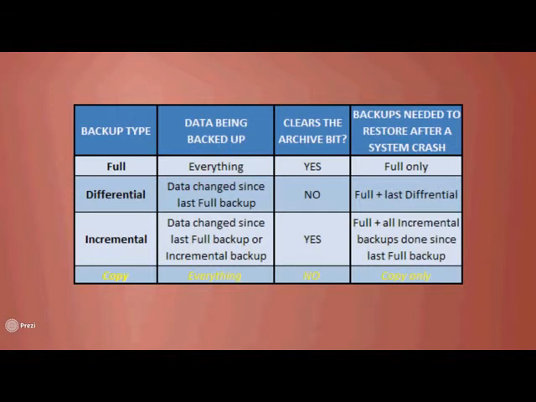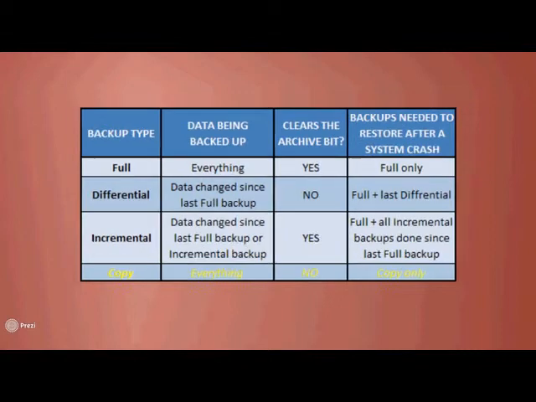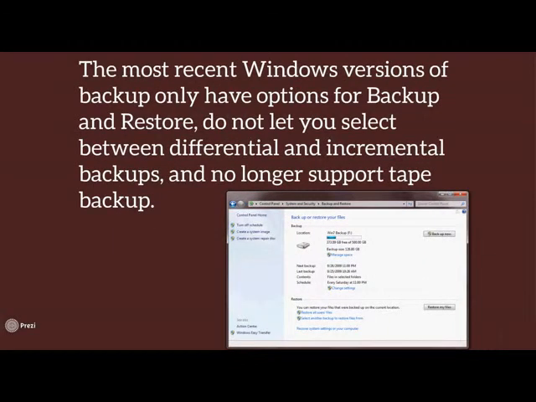Incremental backup is basically, it backs up all the data that's changed since the last full backup or the last incremental backup. It does clear the archive bit, but if you want to restore after a system crash, you need the full backup and then every incremental backup done since the last full backup. Most recent versions of Windows, from Vista forward, I believe, only have backup options for backup and restore. They do not let you select between differential and incremental, and they no longer support any kind of tape backup.